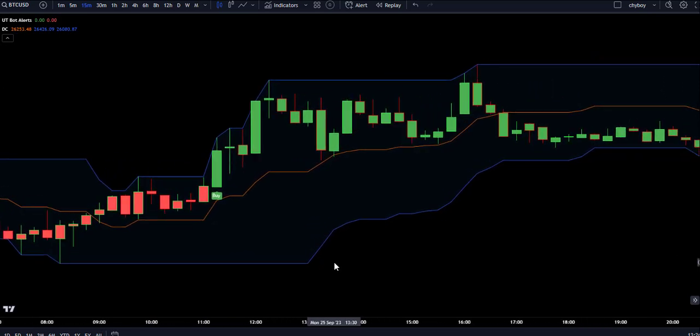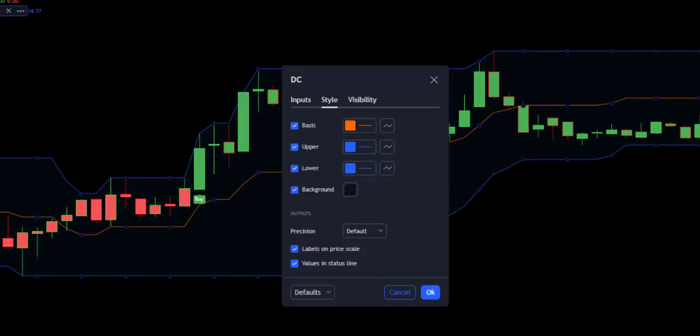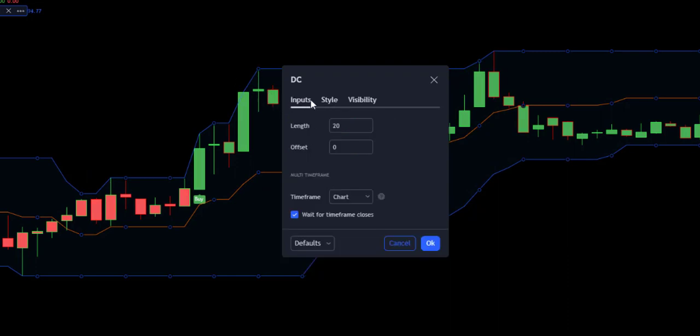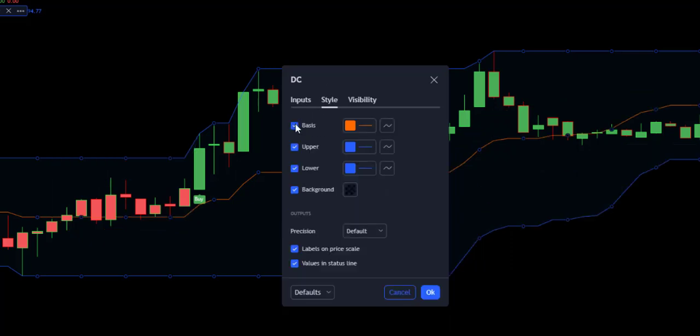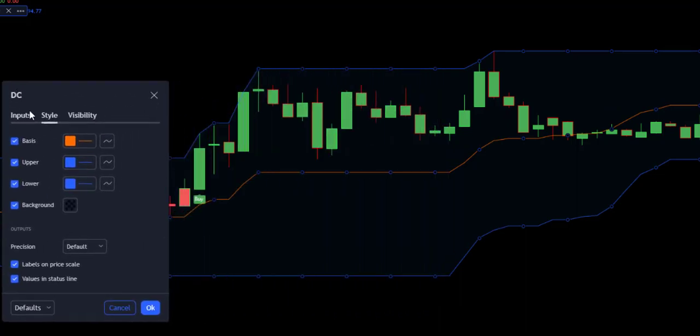Before we discuss more on how this indicator works, let's set it to fit the strategy we are discussing. Then we go over to the indicator settings. There on the input settings, set the length to 30 and leave other settings at default. And then go over to the style settings. There you are going to see all the features of the indicator, like the basis, which is the middle line on the indicator, the upper line and the lower line.